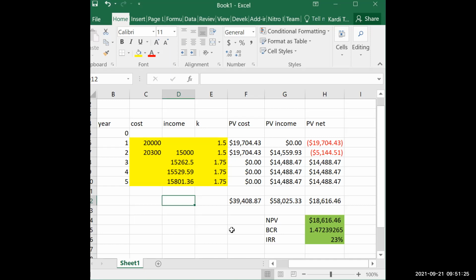Okay. How do you calculate? You put it back all into the equivalent of say time zero. Okay. So present value of the cost and of the income.